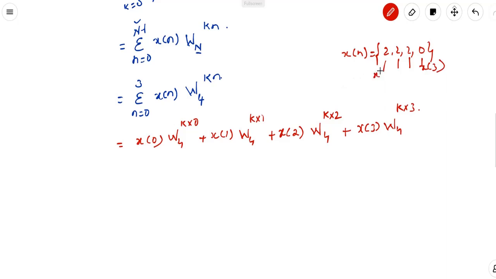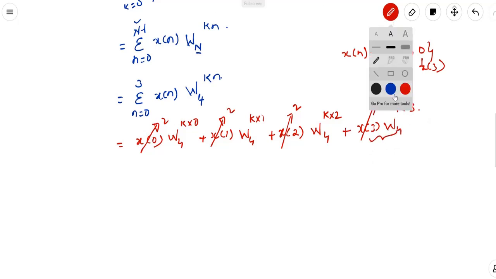Okay, so this is x of 0. So we know that. Okay, so this value I'm going to substitute. How much is this? This becomes 2 amplitude, and this also will become 2. This is also 2. Okay, and this is 0. So the last value I'm going to remove, because anything multiplied by 0 is 0. Okay, so I'm going to rewrite the equation again.